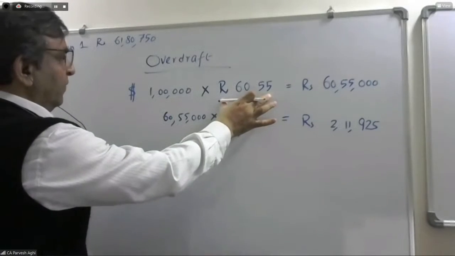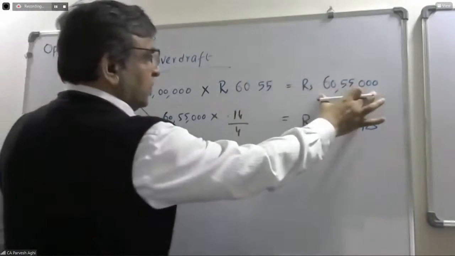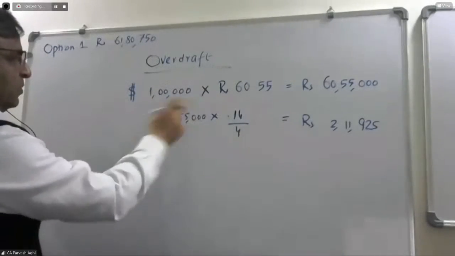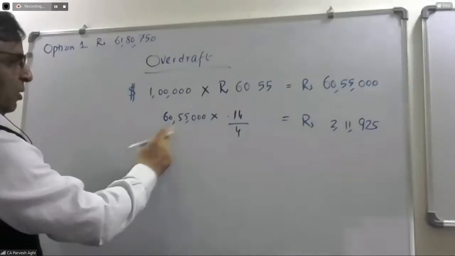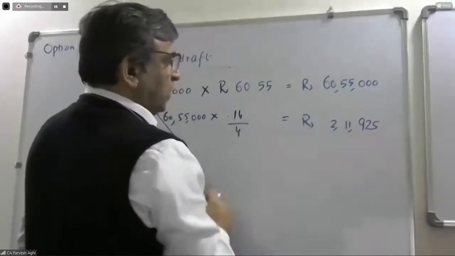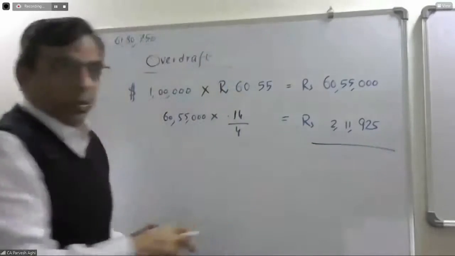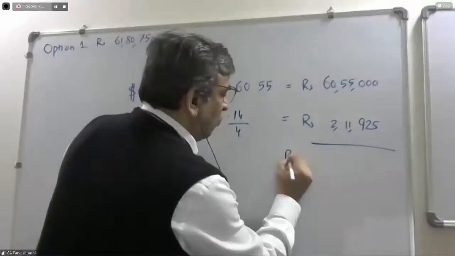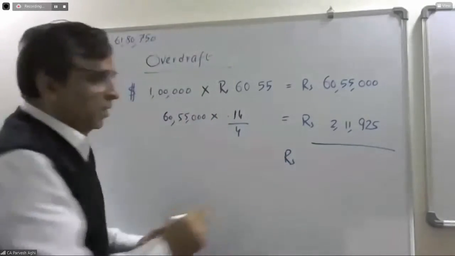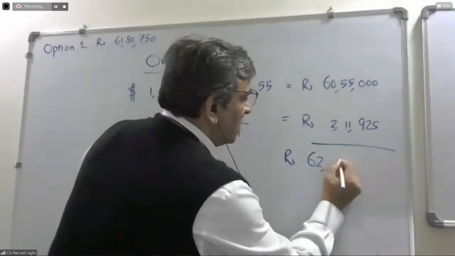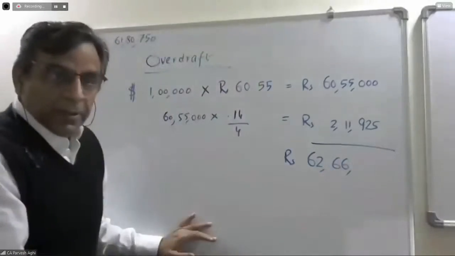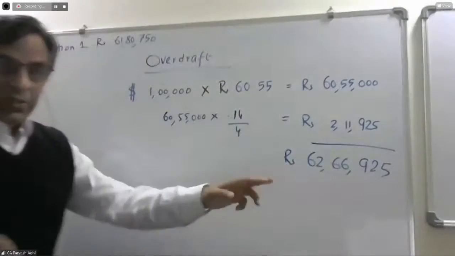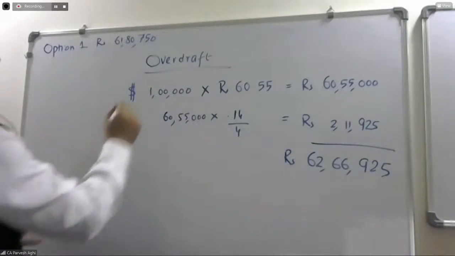So if he pays immediately, he is using the spot rate, which is 60.55, the ask rate. So this much amount he has to pay immediately. But for making this payment, he has to take an overdraft facility, on which he is going to pay 2,11,925 as the total interest. So the total outflow will then be 62,66,925. So this is option number 2.